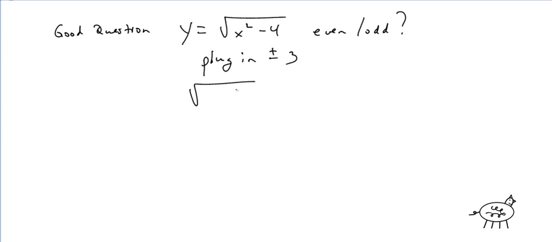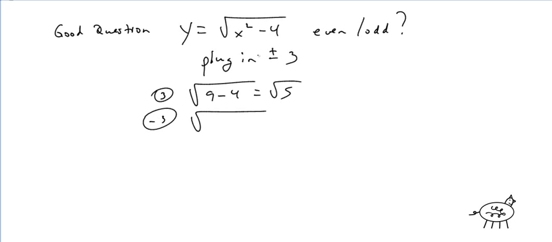So if I do positive 3, I get 9 minus 4, which is the square root of 5. If I do negative 3, I get negative 3 squared is 9, 9 minus 4 is 5. Same value. It's an even function. Okay? That's not too bad.